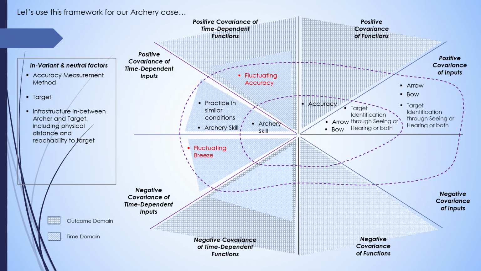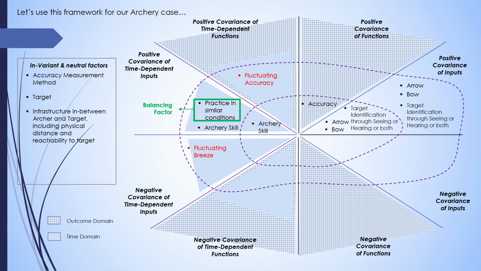What triggers a new cluster? Suppose a breeze starts fluctuating. Everything else remains the same, but this one new factor negatively affects the outcome. The breeze introduces a time-varying input that reduces effectiveness, so we plot it in the negative covariance of time-dependent inputs zone. Because of this breeze, accuracy is no longer stable. It now fluctuates over time. So accuracy moves from the static outcome zone to the positive covariance of time-dependent function zone.